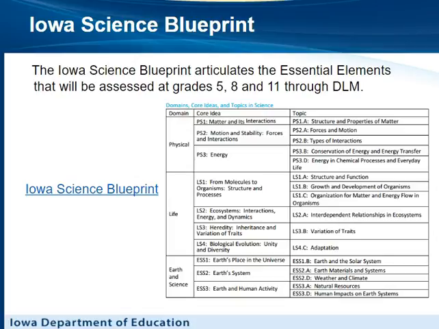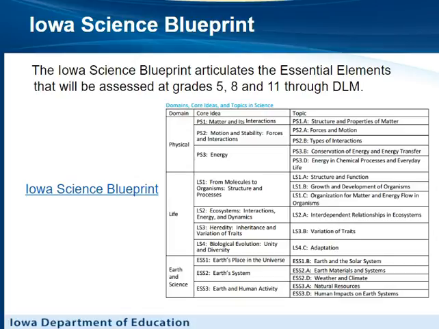Now, while for science you will not be selecting essential elements, you will want to be aware of the content that is going to be tested in the spring. And there is an Iowa science blueprint, and that articulates which essential elements will be assessed at each of the grade levels, 5, 8, and 11.